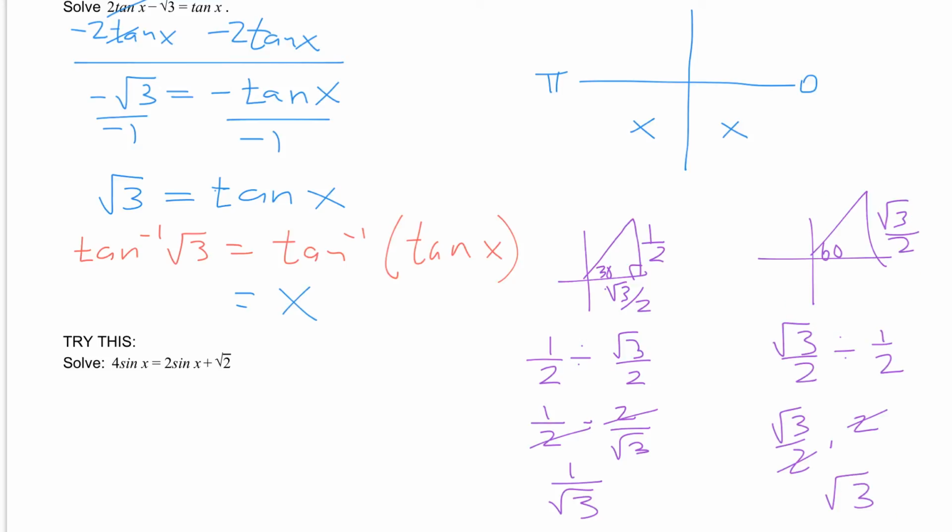So if I come back over here, I can draw in my triangle. I know that this has to be 60 degrees. Well, if my inside angle is 60 degrees, then I'm thinking about pi over 3. So I can say that my answer here is pi over 3 plus n times pi.